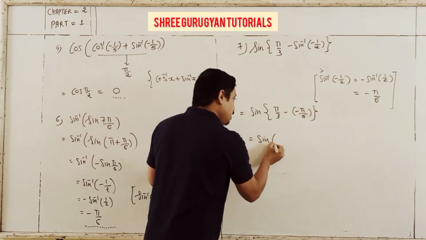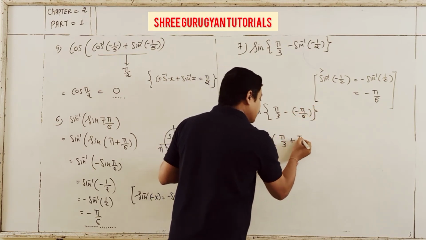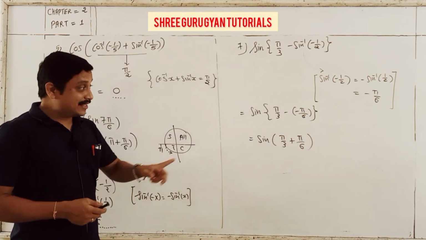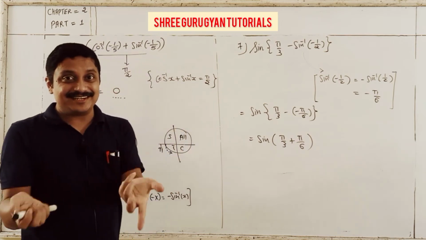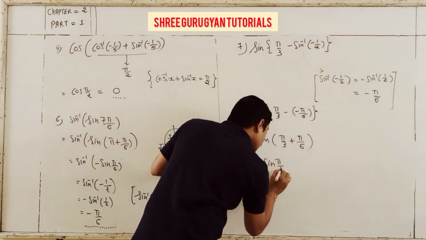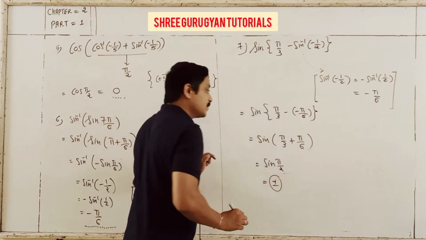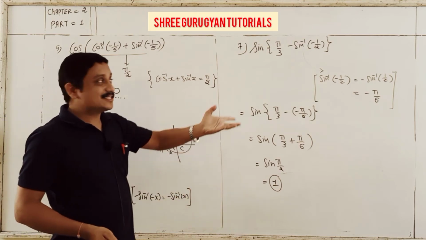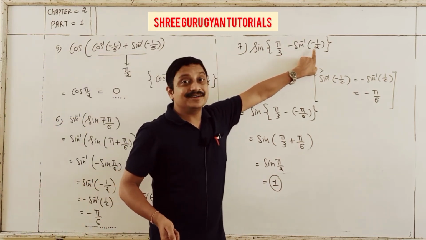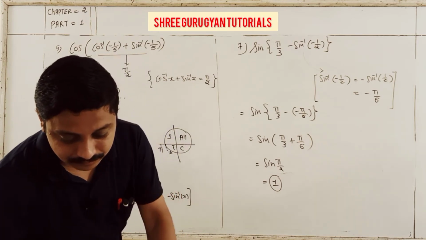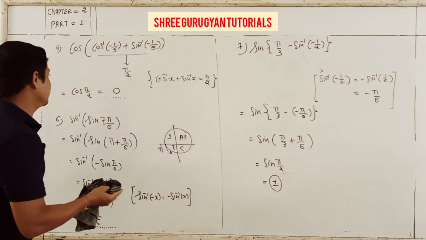So in short, pi by 3 plus pi by 6, and that pi by 3 plus pi by 6 both merge to 90 degree. And sine 90, students, is exactly 1. And that's your very easy solution. But I start first with these internal values. Now continue, moving towards the next question.